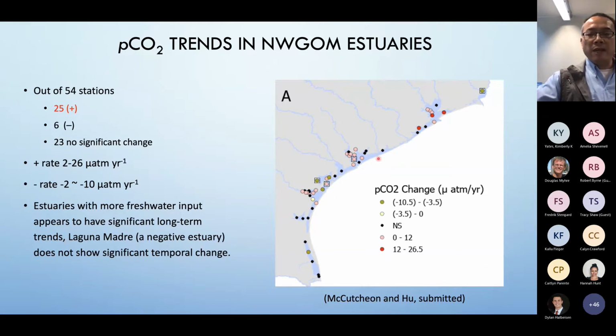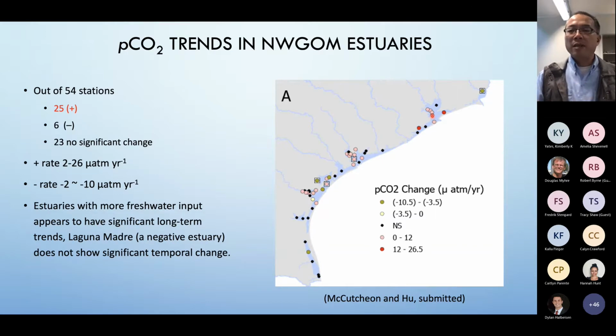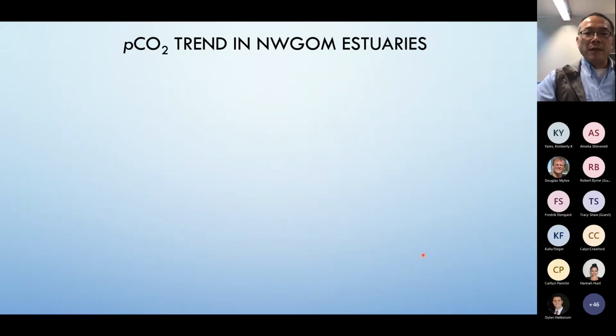Also, if you look at the coastline, remember the northern part of the coastline has more fresh water, and the southern part has less fresh water. With more fresh water, it appears that, for Galveston Bay, there's a greater PCO2 increase, up to 26. Now let's look at the comparison.